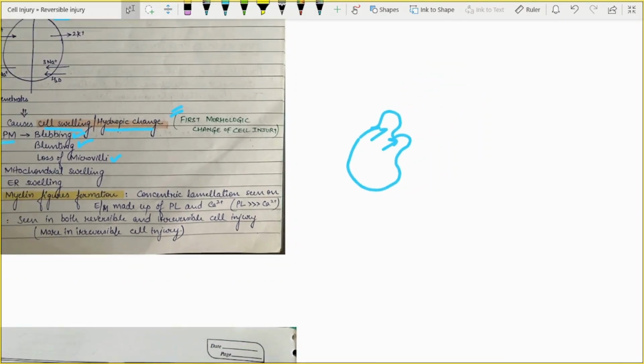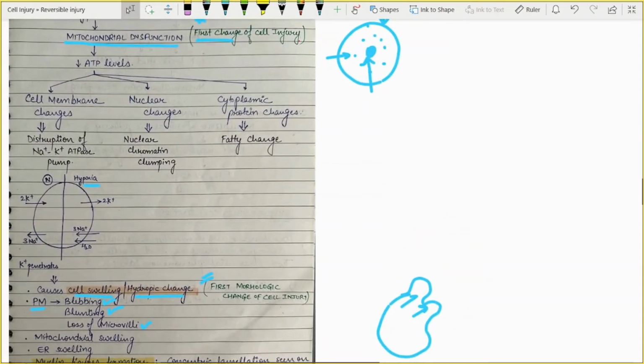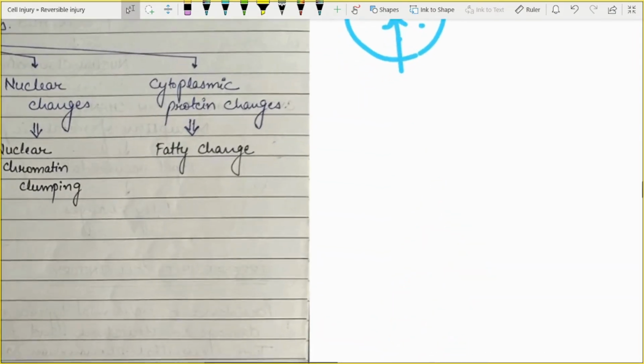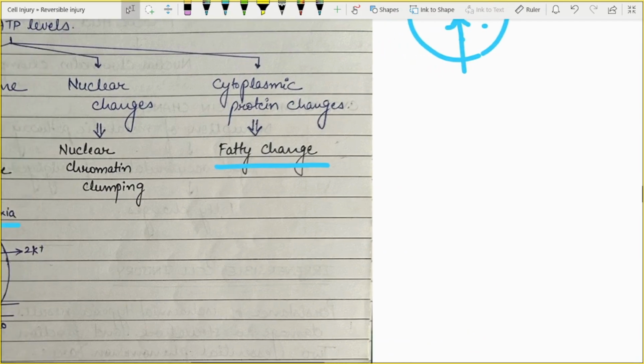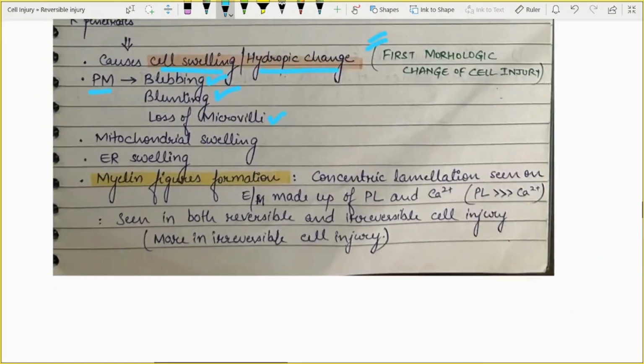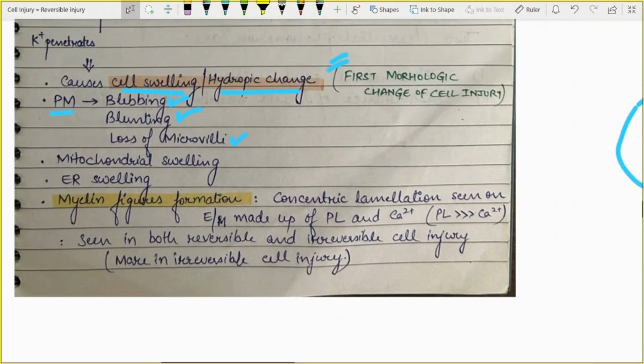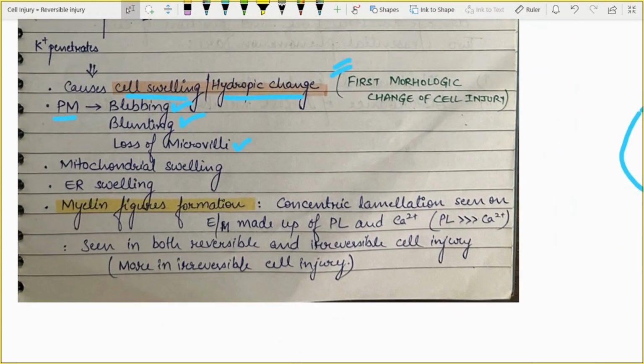Now, moving on to what happens to the cytoplasm. Cytoplasmic protein changes, what will happen? It will lead to the fatty changes. And what will happen to the nucleus? There will occur the nuclear chromatin clumping. I will let you know how in further discussion. Since we know there are organelles in the cytoplasm, what will happen to the organelles?